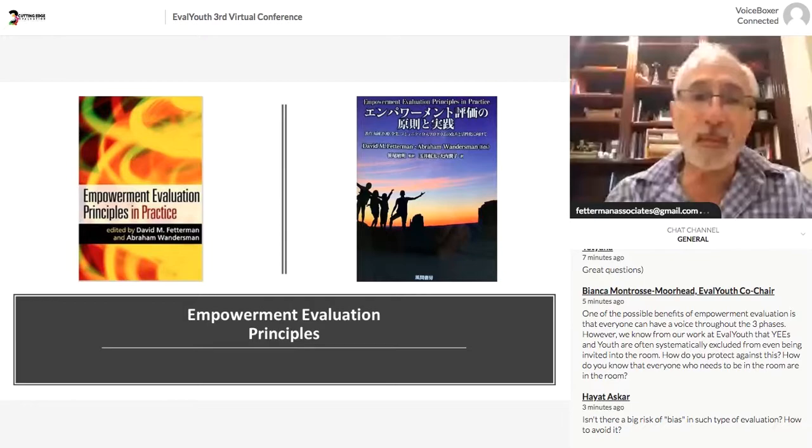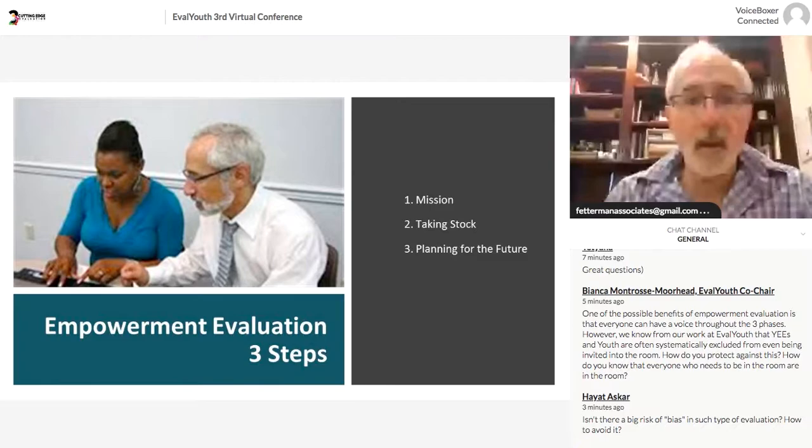We have it in Japanese and other languages. It's on the right. It's in English over here on the left. I think that's Guilford Press, if I recall, for the one on the left. I just want to highlight three steps.